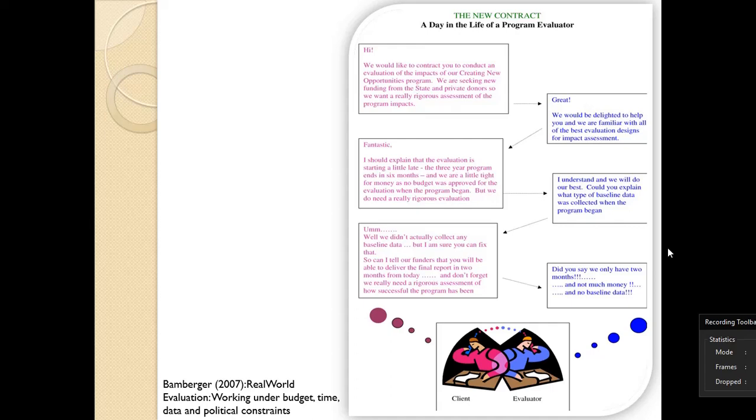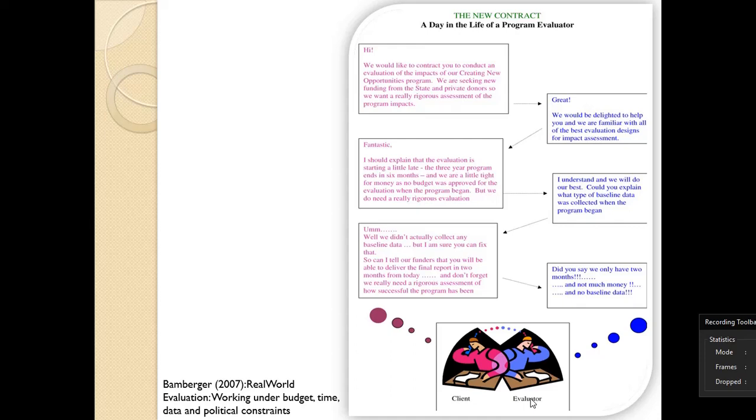Okay, so take an example here. Bamberger 2007 gives you some scenario. For instance, you have the evaluator and the client here. On the right hand side, you have the evaluator. On the left hand, you have the client. So this is showing one of the scenarios that we just talked about, and how some evaluators and clients would go about them.